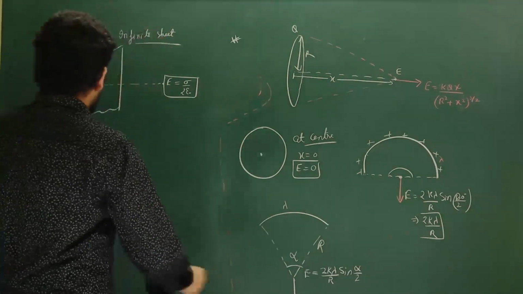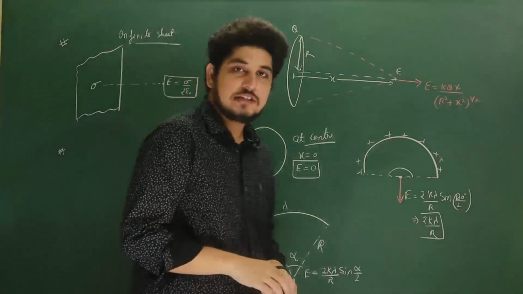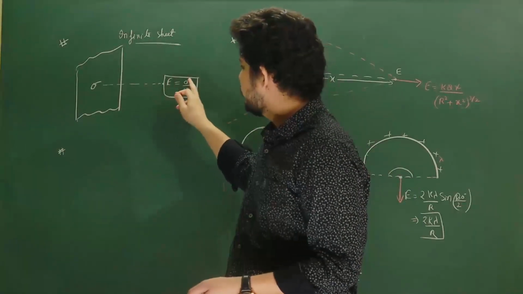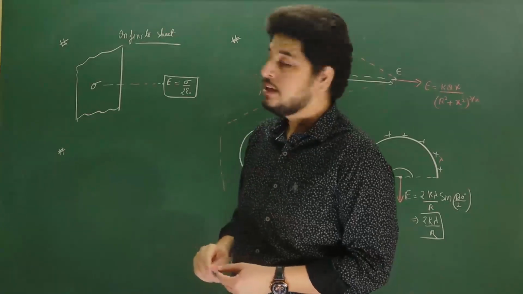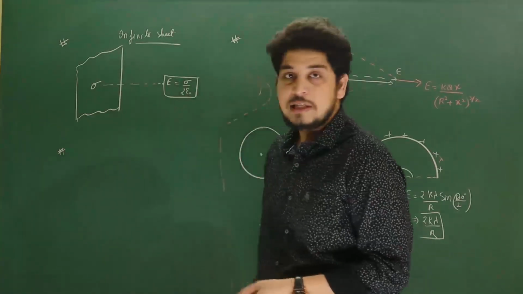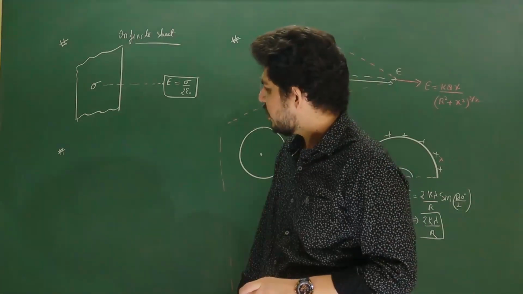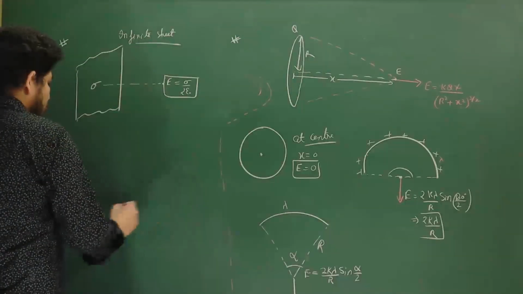Getting my point? So these are the very important concepts we should use. We should learn all the important things in electrostatics. So for surface charge density sigma, E equals sigma by 2 epsilon naught. Getting my point? We will use this concept in capacitors as well. Okay. So let's think about one more question.